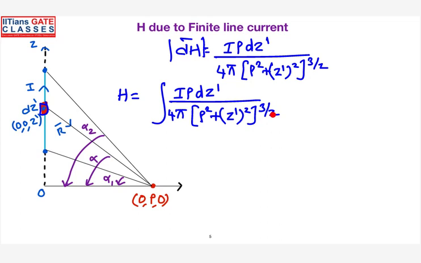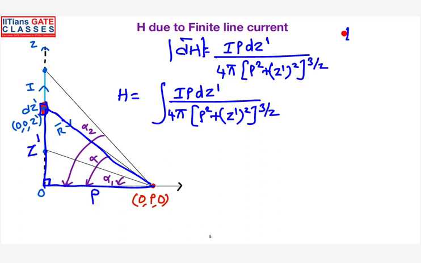To make the integration convergent, I will convert all this length in terms of angle so that it is easy for me to do. Now, all of you can see this particular triangle. In this triangle, there is a 90 degrees angle here, and you know that this length will be z prime and this length will be rho.